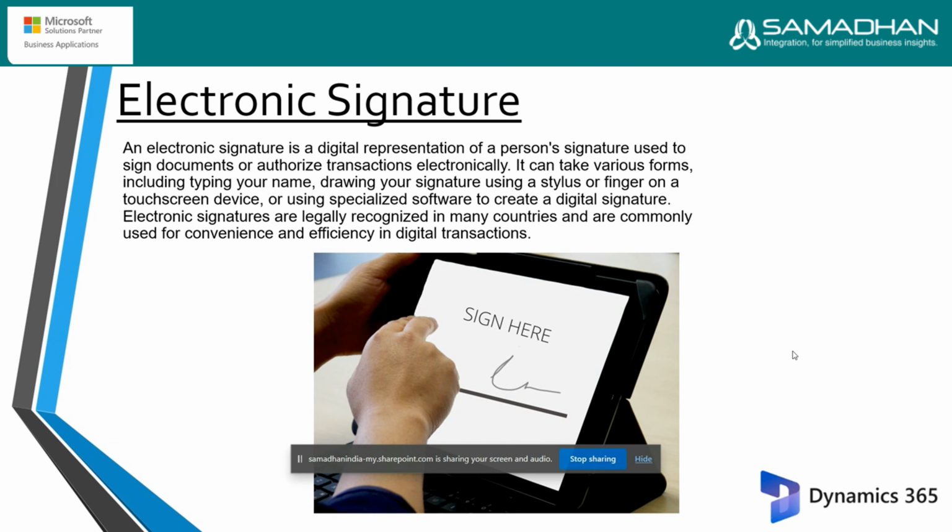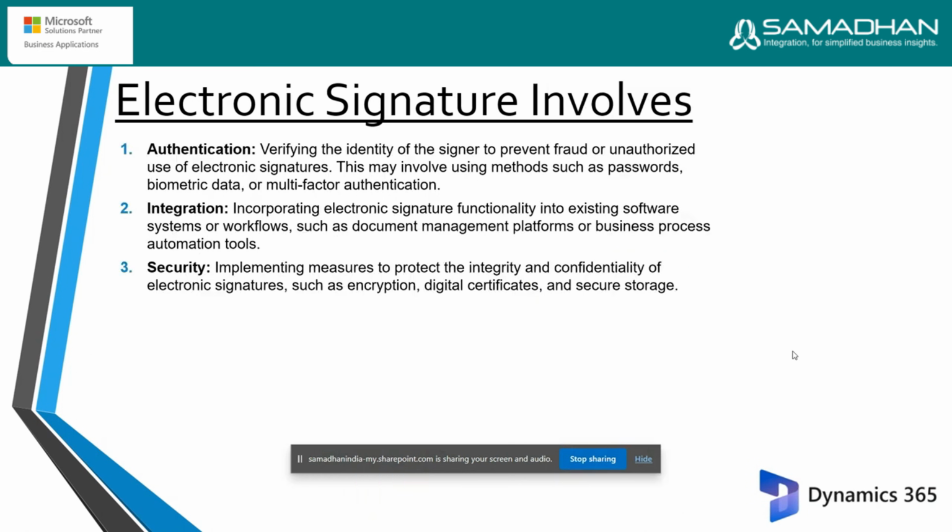An electronic signature is a digital representation of a person's signature, used to sign a document or authorize a transaction without printing anything. It can take several forms. You can type your name, draw your signature with a mouse, sign with a stylus or a fingertip on a touchscreen, or let the software generate a signature for you. Electronic signatures are legally recognized in a great many countries today, and they have become the normal way to close business quickly. So what does an electronic signature actually involve?